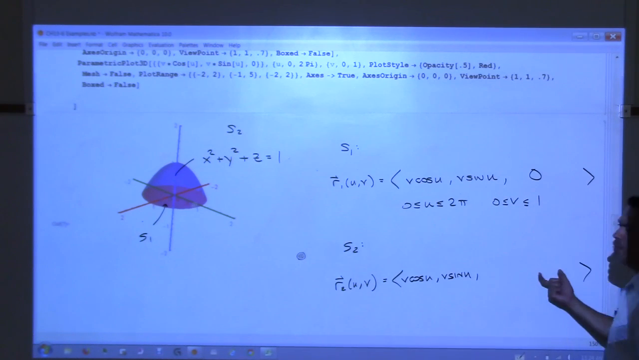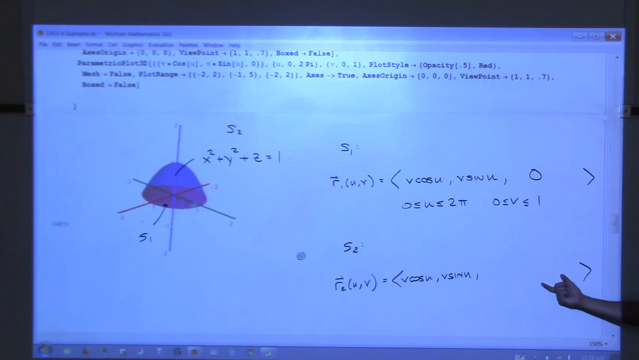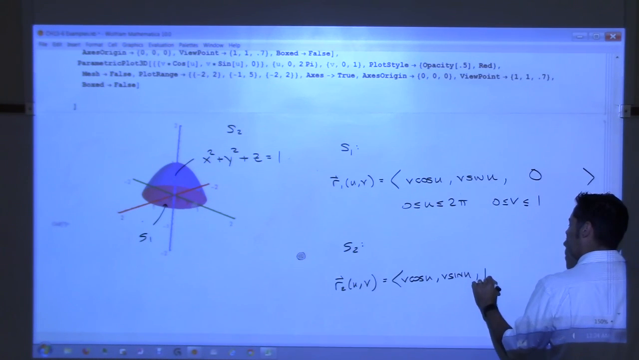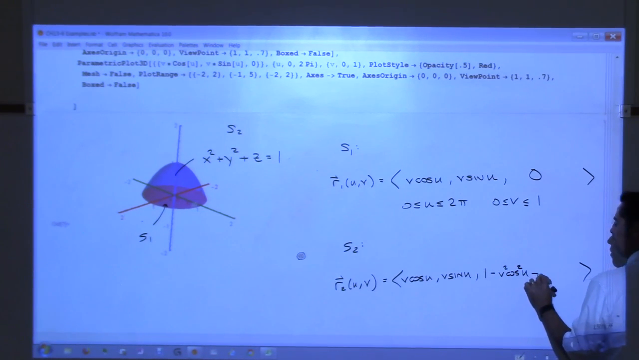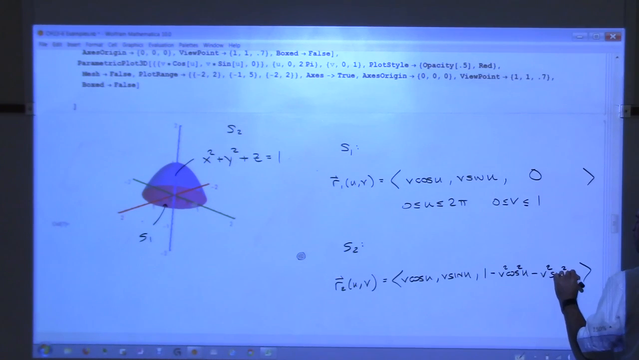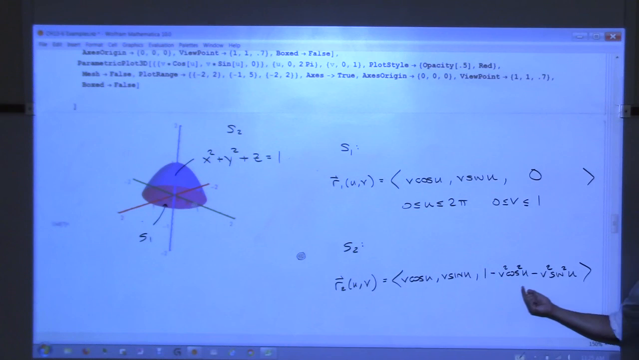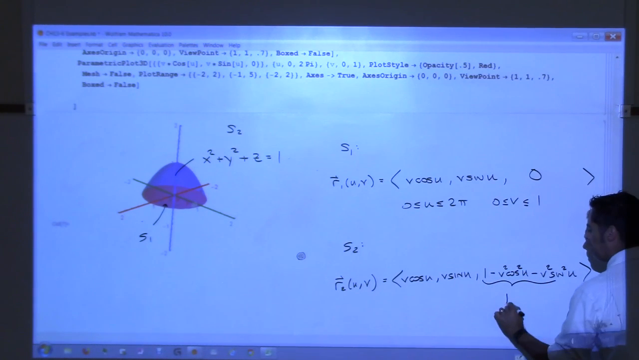And then how do you determine the Z component? You solve for z on the surface up there, right? That top surface, S2. So we get 1 minus x squared, right? Which would be v squared cosine squared u minus v squared sine squared u. And then you could use some Pythagorean on that, couldn't you? You could factor out a negative v squared out of these two, and then use a Pythagorean identity. So this is really just what? 1 minus v squared.